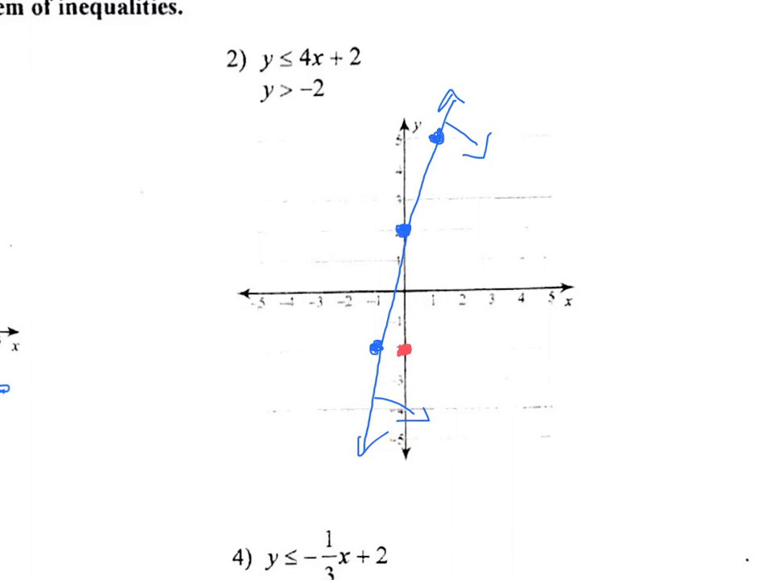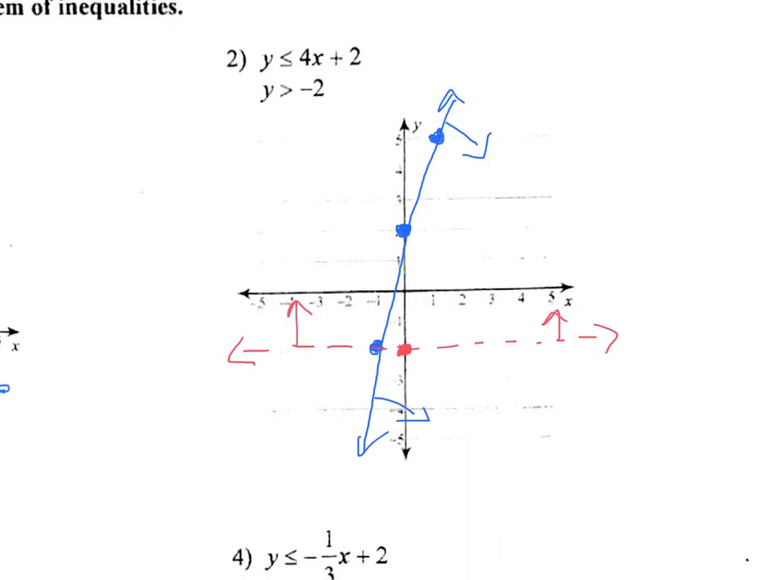Be careful. This is not an equal to, meaning it's going to be a dashed line. Okay, there we go. And then, since it is greater than, I'm going to shade anywhere pointing up. So, draw my arrows up.